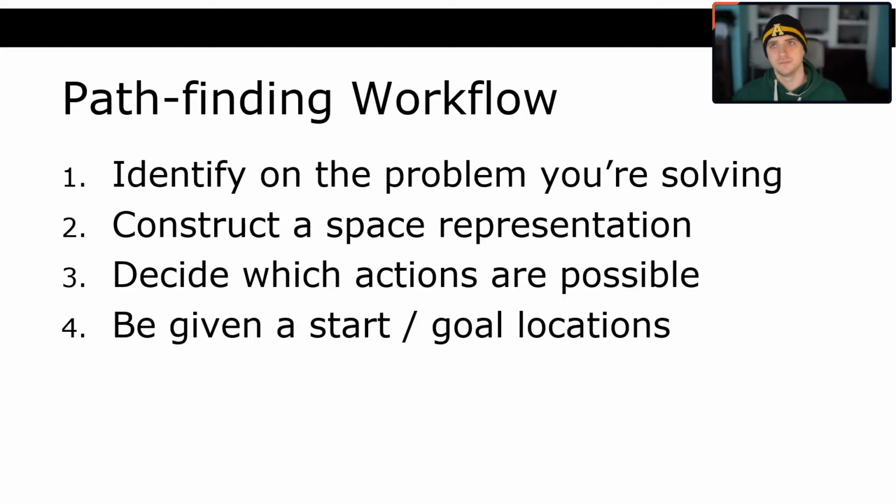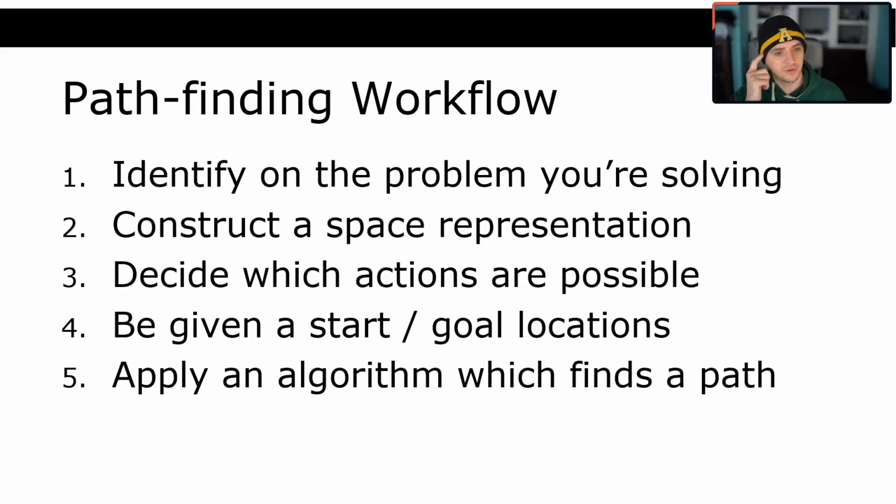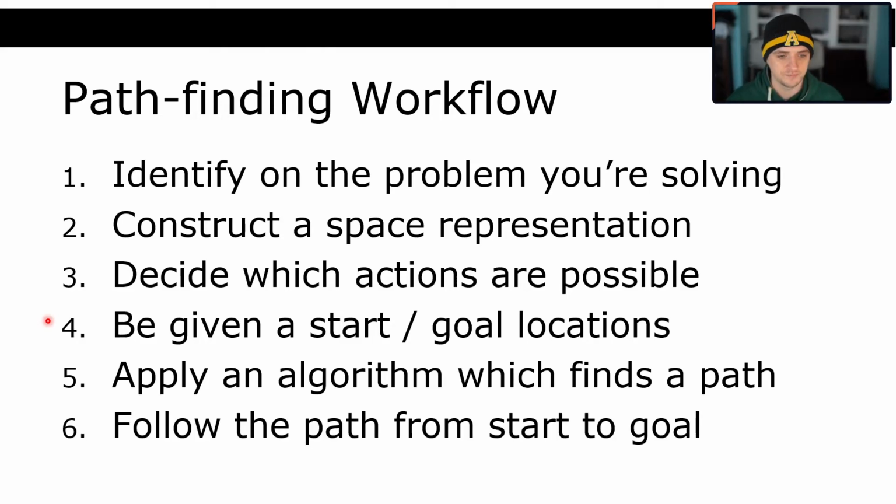Then we have to either come up with or be given a start and goal location, right? So my character is currently at this location, and I want to get to another location. Whether that is single agent, multi-goal, whatever, we have to decide on all of that. Then we have to choose an algorithm which finds the path, and that's completely dependent on all of these things so far. Each of these four things, the problem and cost, the space representation, the actions, and the start and goal location, determines which algorithm we can apply. Once we have applied the algorithm that finds a path, now we have to follow the path from the start to the goal.